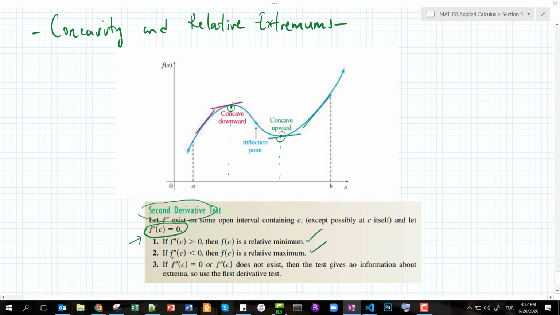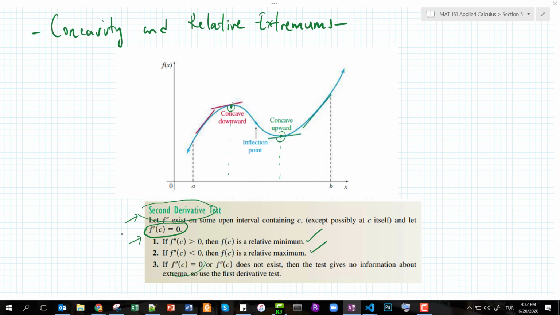But if the second derivative as well as the first derivative are 0 at that point, this test will not work. You just need to go back and use the first derivative test to figure out if you have the maximum or the minimum points in your function. So the second derivative test is going to be more useful sometimes.